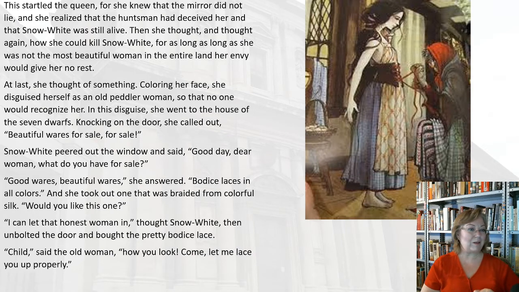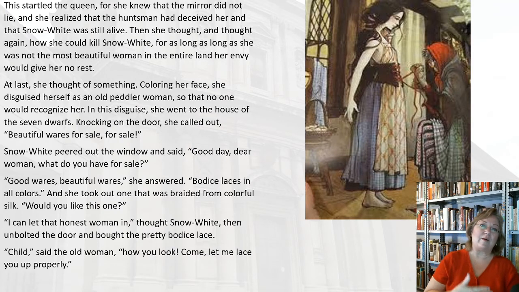"Would you like this one?" "I can let the honest woman in," thought Snow White. So she was told not to go out, but she doesn't have a problem letting people in. "I can let this honest woman in," thought Snow White, then unbolted the door and bought the pretty bodice lace. "Child," said the old woman, "how you look! Come, let me lace you up properly." She's 7, but the older woman is saying, "You're old enough to start cinching in that waistline, Miss Thing."